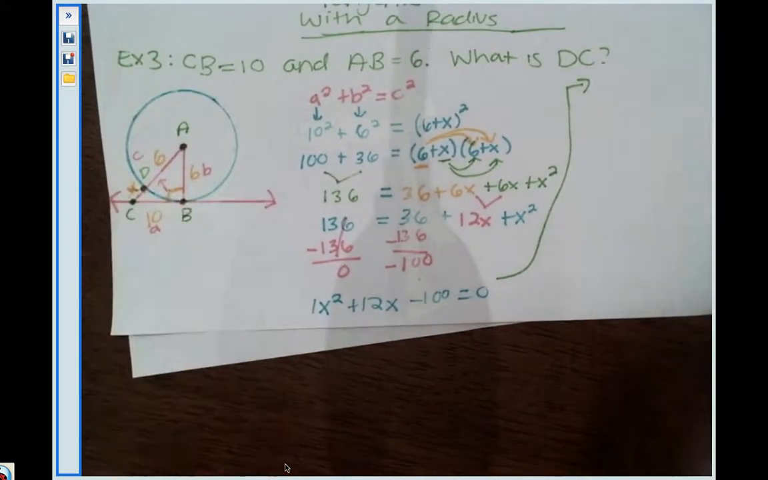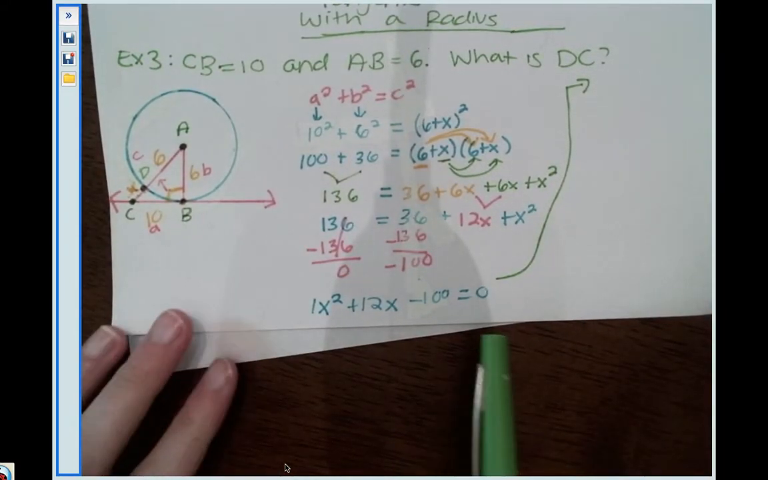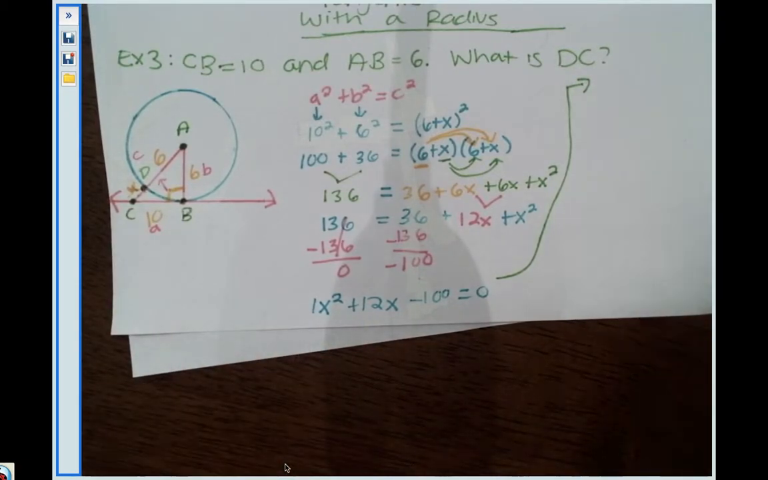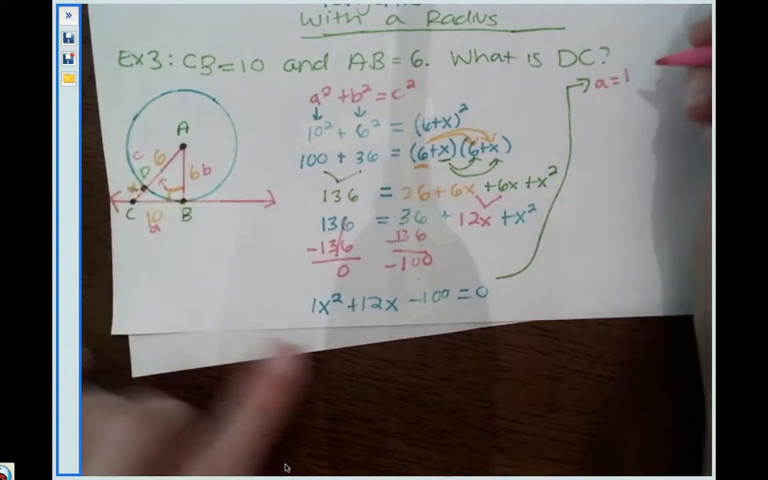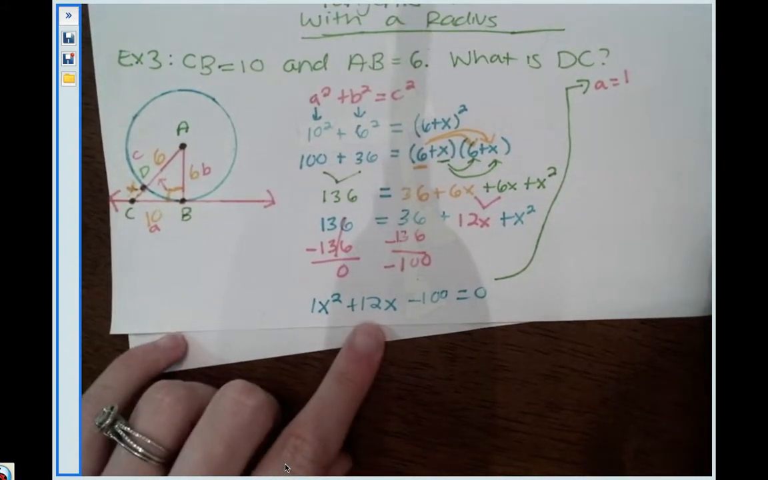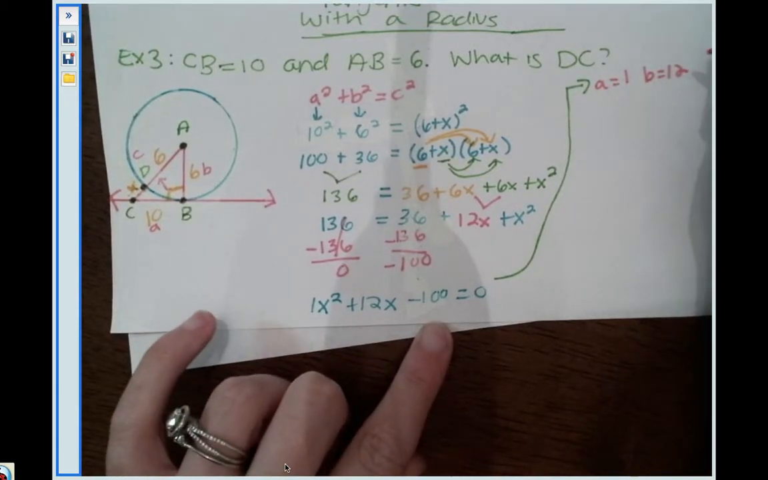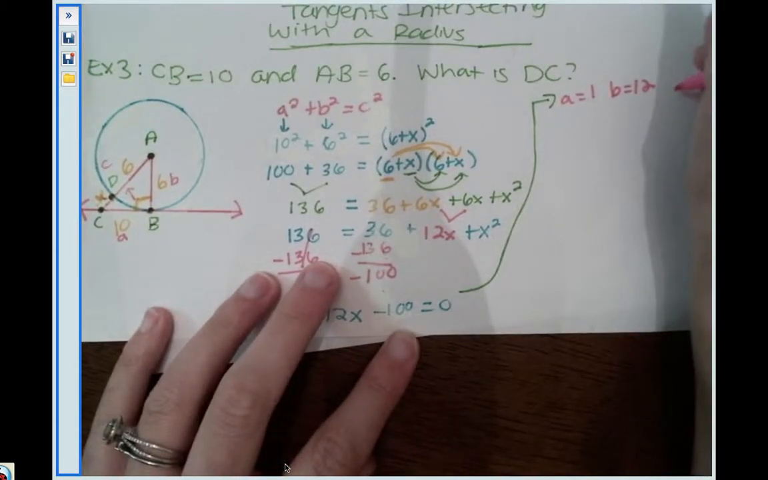All righty, so we're going to use our quadratic formula, which the first thing to do is to identify the a, b, and c, because that's going to help us. So the a is 1, the number in front of x squared. The b is in front of x, which is 12. And the c is the number without the x, which is negative 100.